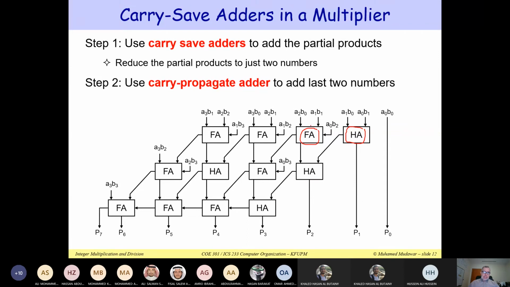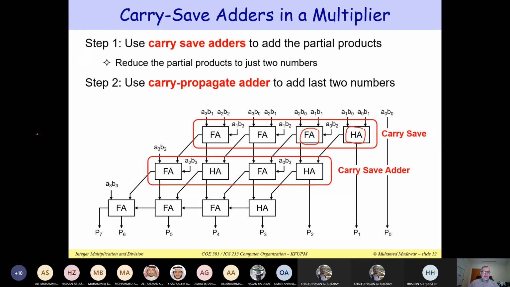Now notice that all of these additions are done in parallel. So you can see that the first row on top is a carry save adder. The next one is also a carry save adder. Only the last row is a carry propagate adder. So by building your multiplier this way, you can reduce the delays and you can make the production of the final product a lot faster. You can actually reduce the delays and therefore the multiplier becomes faster in the hardware.